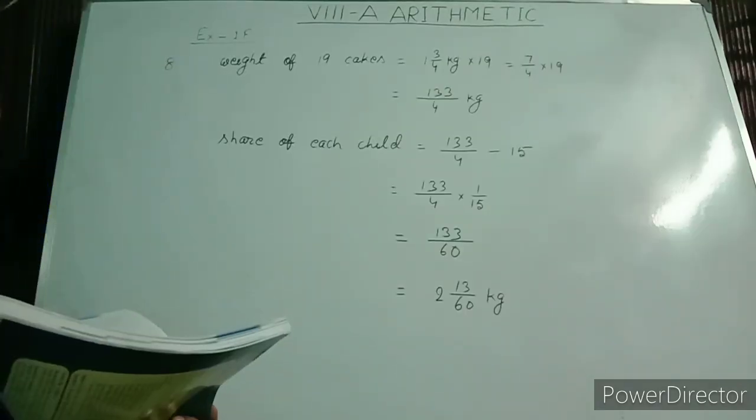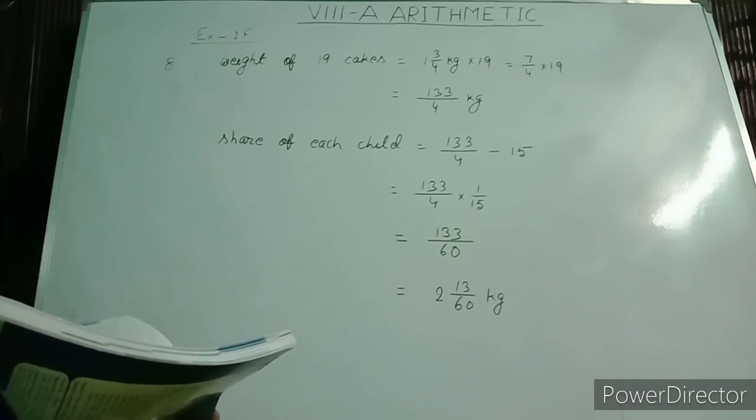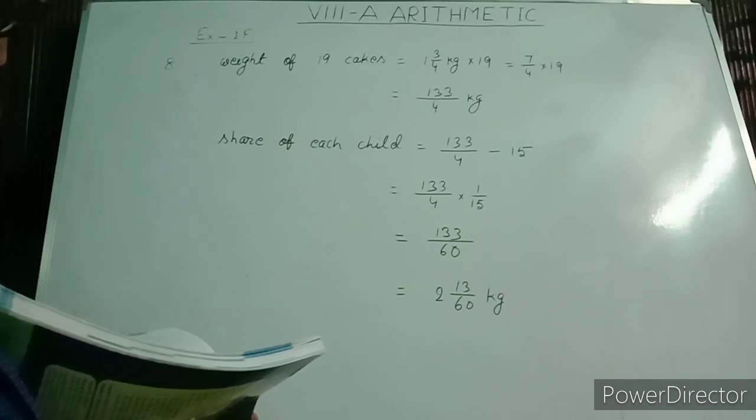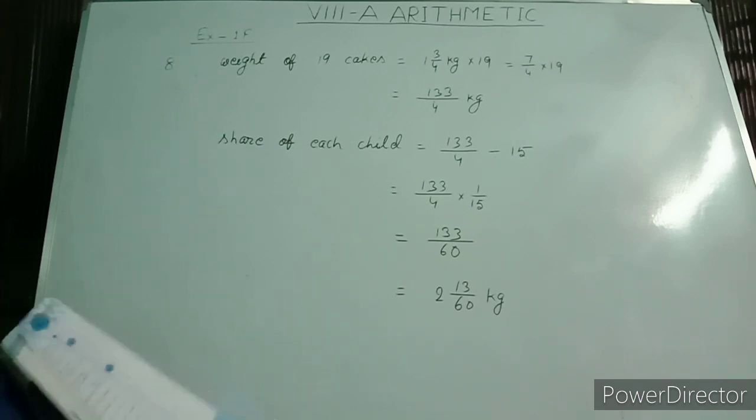Question number 8. Each cake weighs 1 and 3 by 4 kg. If 19 such cakes are to be equally shared between 15 children, find out each child's share.